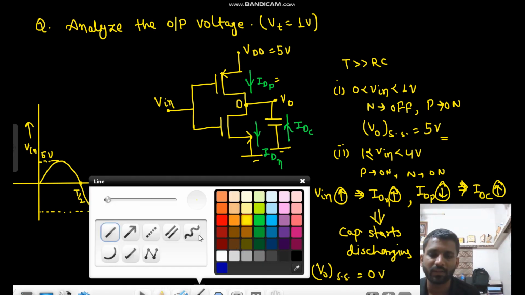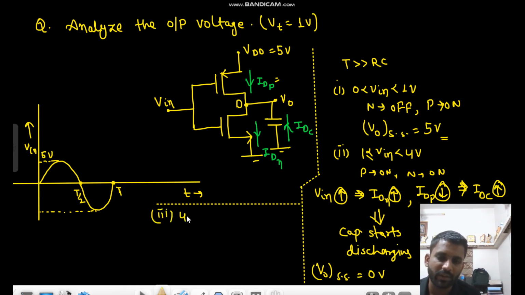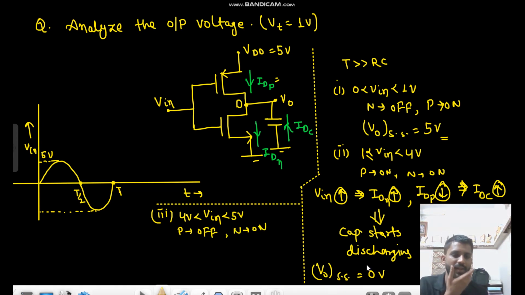This is the second one, and now here we will see Vin greater than 4 volt and less than 5 volt. From 4 to 5, what will happen? If it is 4.1, your PMOS would be off, and your NMOS would be on. But what is the value of Vo? Vo is already 0 volt. So it will remain at 0 volt only, right? This is off and this is on. There is no supply in case of NMOS. This 0 volt will remain at 0 volt only.